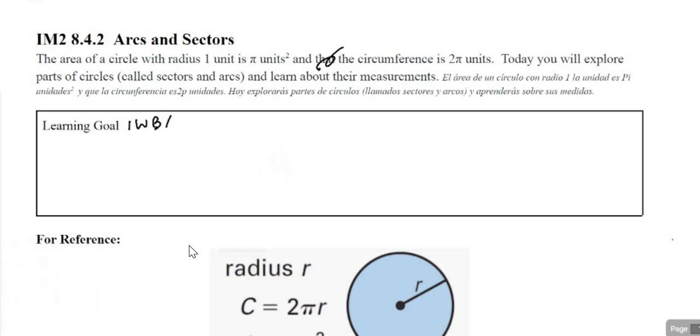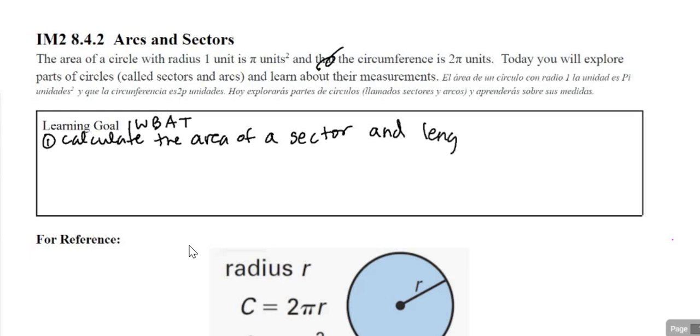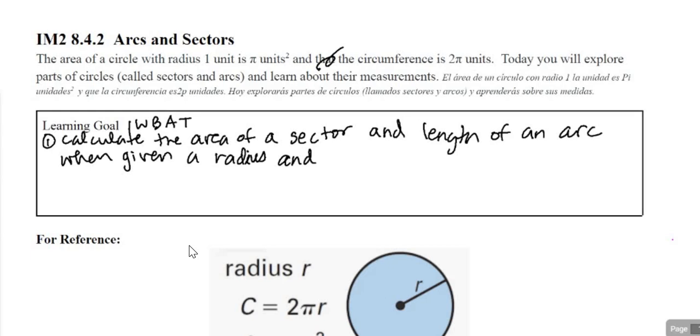I will be able to, 1, calculate the area of a sector and length of an arc when given a radius and central angle for a circle.